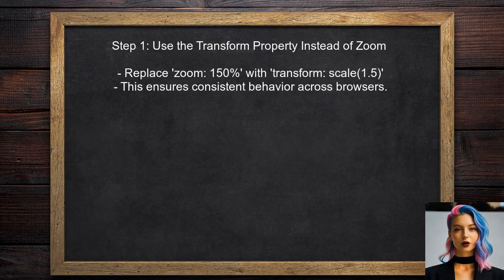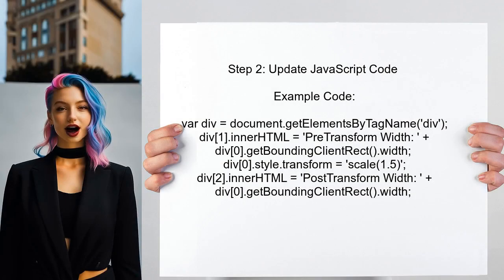To address the issue with the CSS zoom property and getBoundingClientRect, the user should first consider using the transform property instead of zoom. This is because the zoom property can lead to inconsistent behavior across different browsers. Next, the user should update the JavaScript code to reflect this change. They will need to adjust the scaling factor in the transform property and then retrieve the bounding rectangle again.